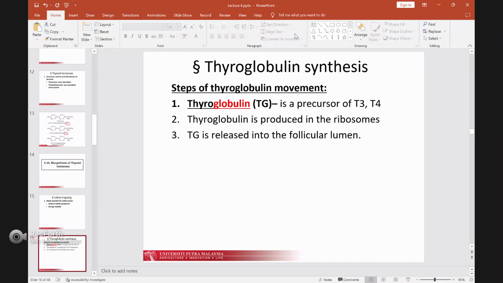The cell produces thyroglobulin and exports it into the colloid, the space in the middle of the cell. The colloid is the storage of this thyroglobulin. Thyroglobulin is released into the follicular lumen, which is actually the colloid. After the cells produce the thyroglobulin, it is exported into the colloid lumen, or the follicular lumen.